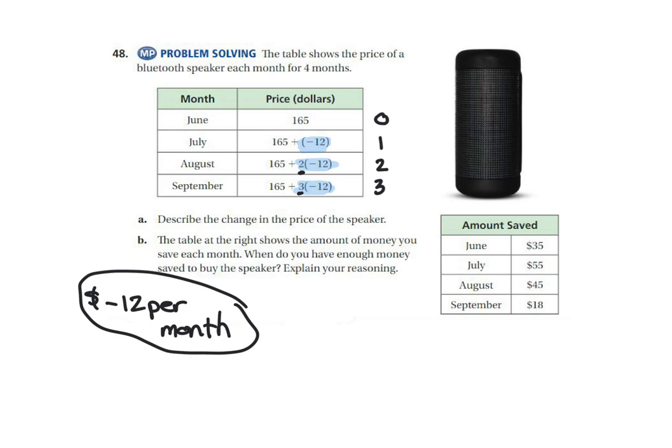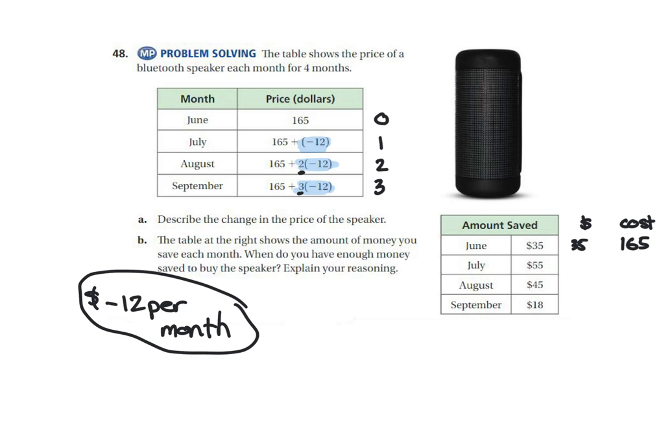Part B says the table at the right shows the amount of money you save each month. When do you have enough money saved to buy the speaker? So we're going to be looking at table 1 and table 2. I'm going to add a little bit to table 2. I'm going to add a column for how much money, and I'm going to add a column for cost. So after June, you've got $35 because that's how much you saved. You just started saving, but the cost of the speaker is $165. You obviously do not have enough.